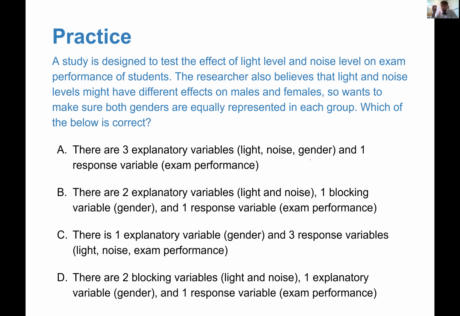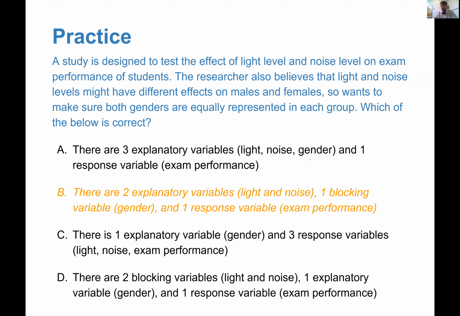Okay, so think about what these words mean. The explanatory variable should be the one that's causing the thing. The response variable should be the one that's affected by the cause. And the blocking variable is the other variable where we think there might be some effect, so we need to equally divide them. And so the correct answer is B. There are two explanatory variables, light and noise. There's a blocking variable, gender, and one response variable, exam performance.